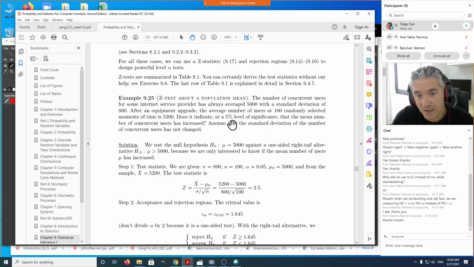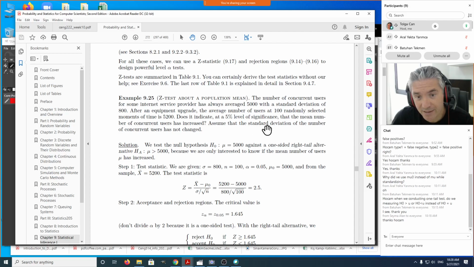Okay, so the significance level is given to us, 5% level of significance. So that's our alpha. Alpha is going to be 0.05. Did the mean number of concurrent users increase after this upgrade? So this is the hypothesis test that we are going to conduct.